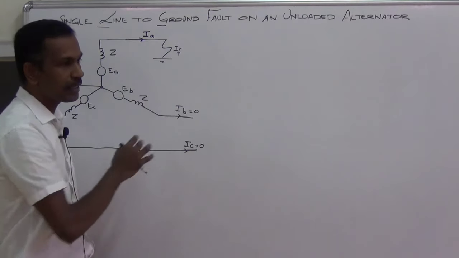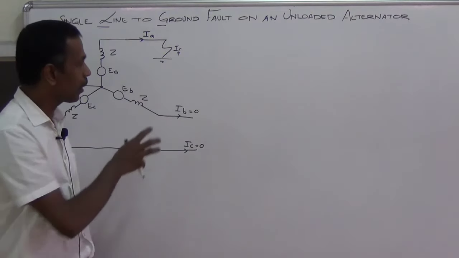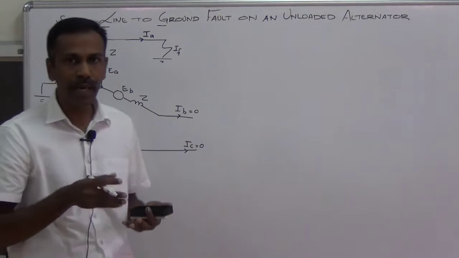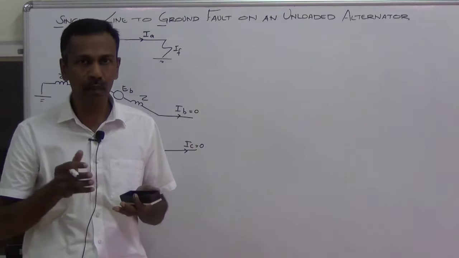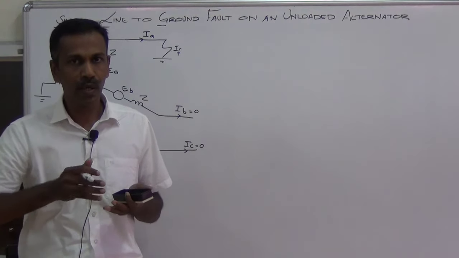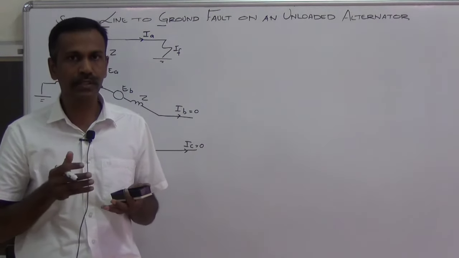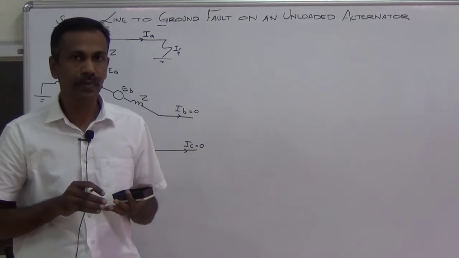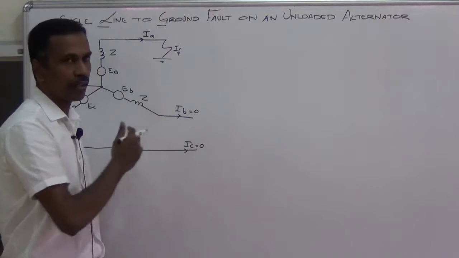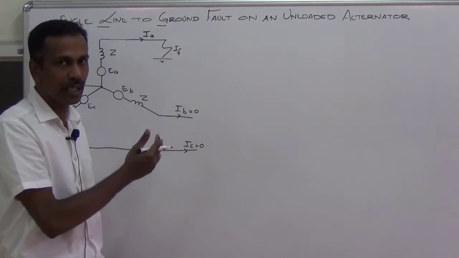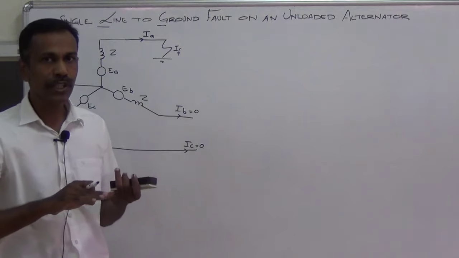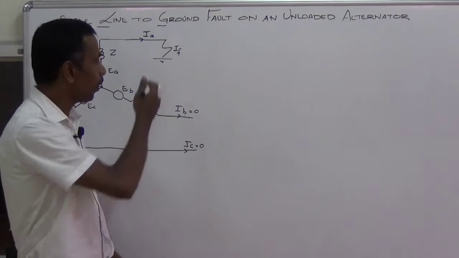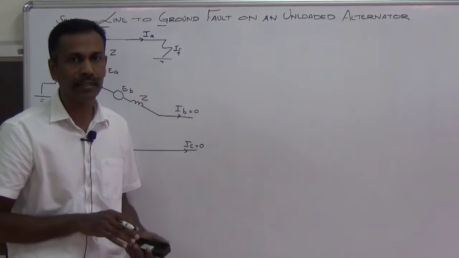Now, the system is no more balanced because the three currents are not equal now. Once the system becomes unbalanced, the negative sequence and the zero sequence networks will also be added with the positive sequence network at the point where the fault occurs. You will get positive sequence network, negative sequence network and the zero sequence network at the point where the system is unbalanced.